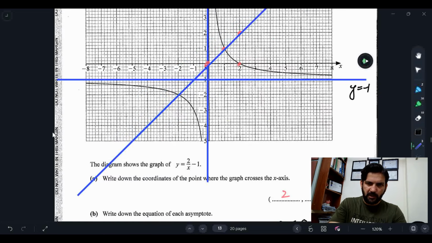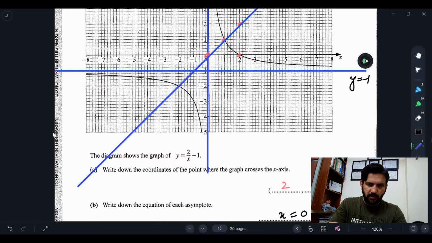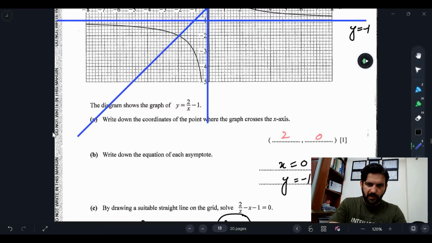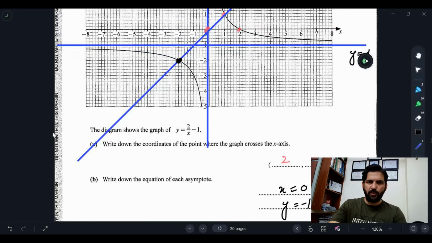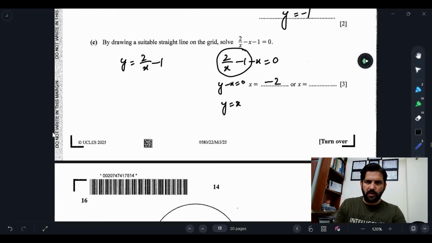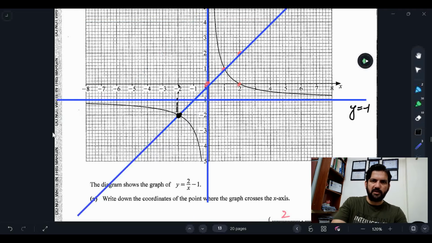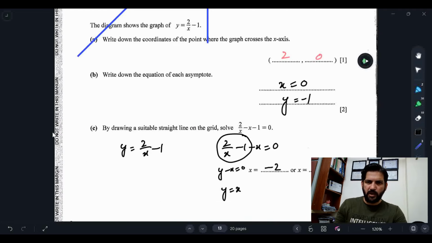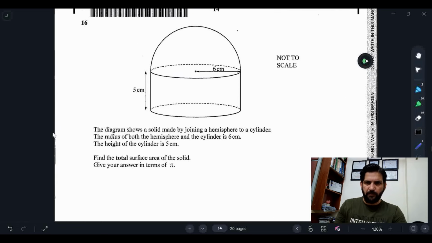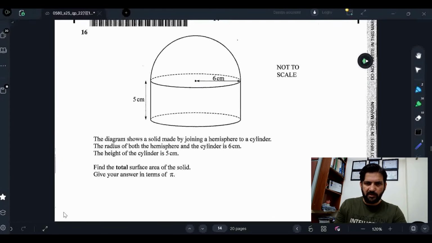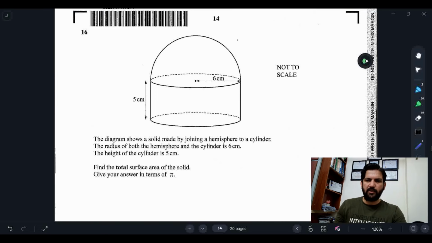This is almost it, and then we can draw it like this, and we can see the intersection points. So we will have two intersection points. The one is, we can see over here, the x coordinate is -2, and the other one is 1. So you can see that this line intersects the curve at 1 when x is 1. Let's move to question number 16.